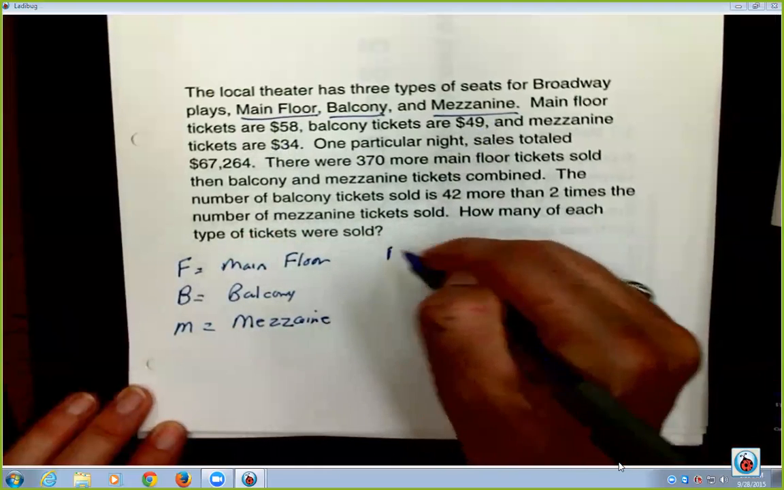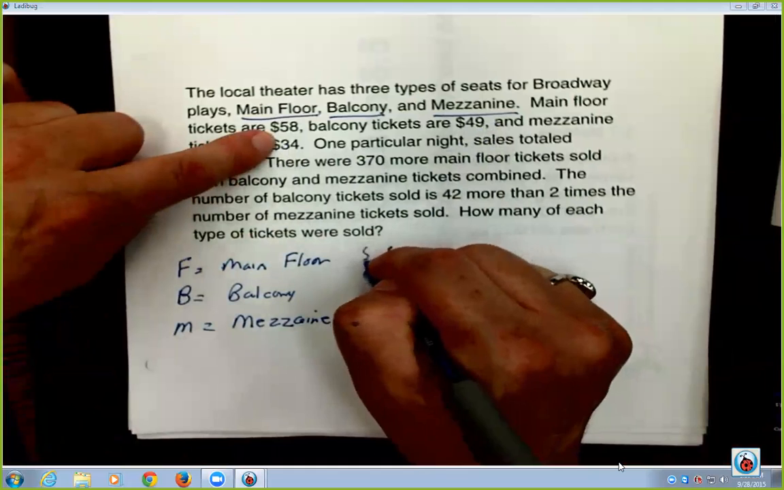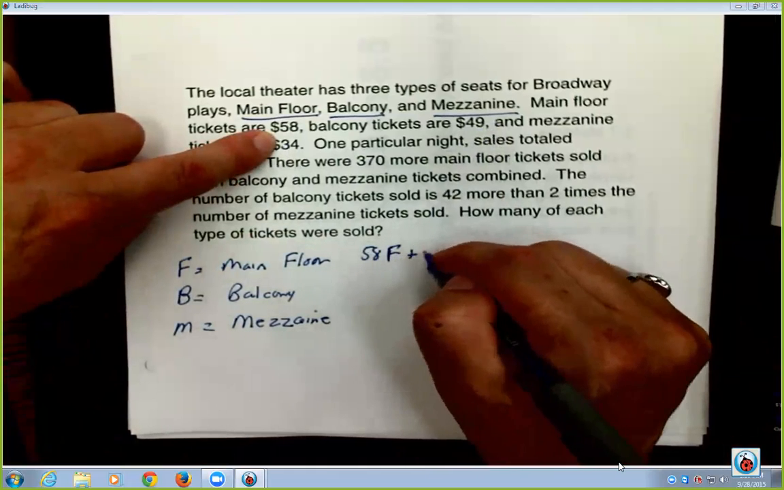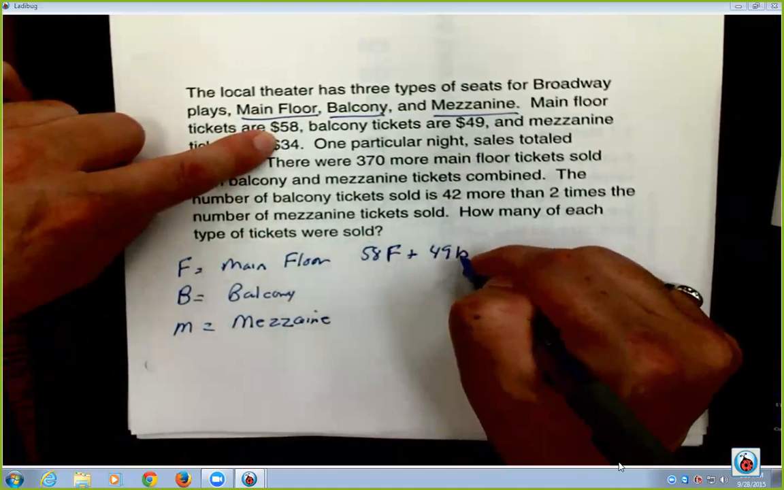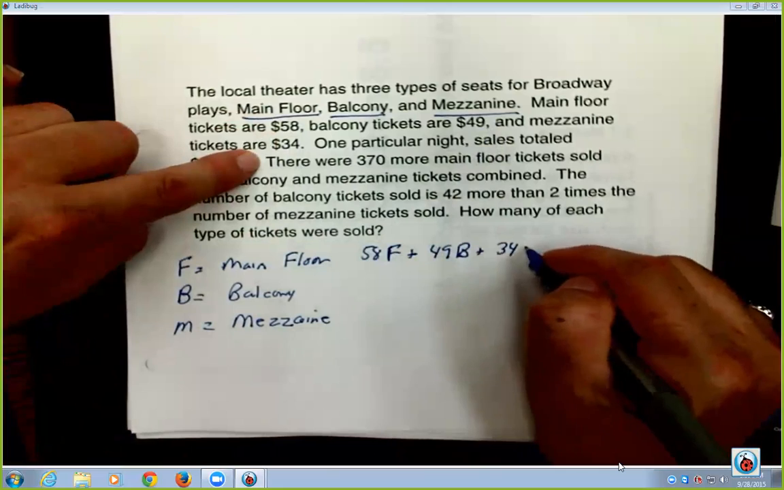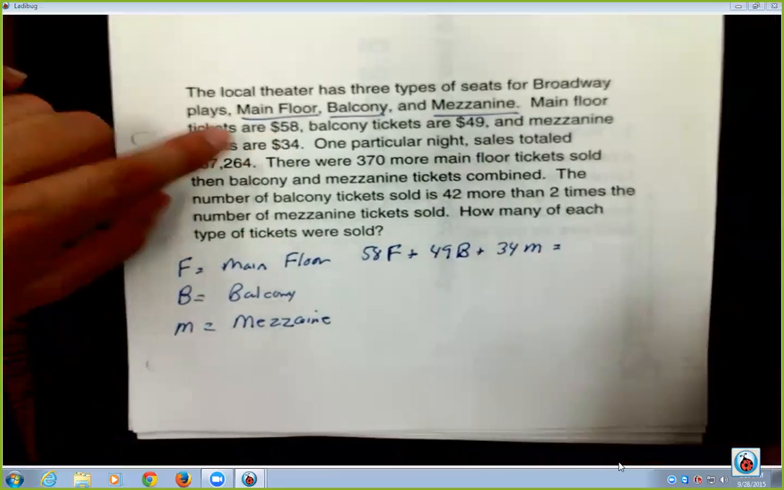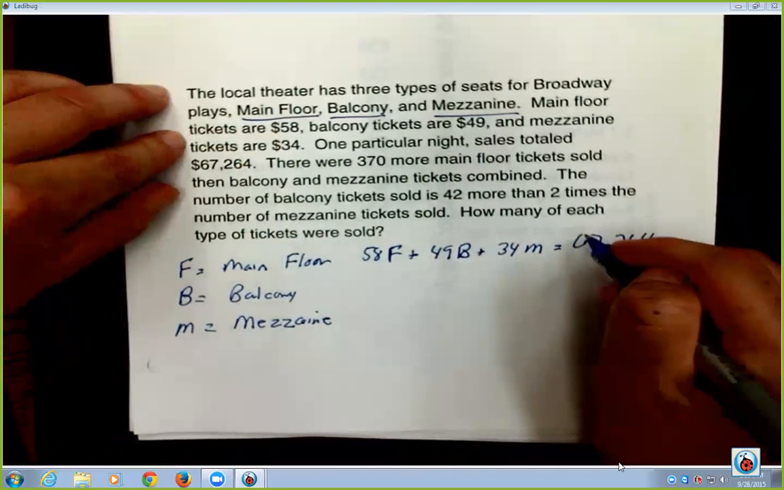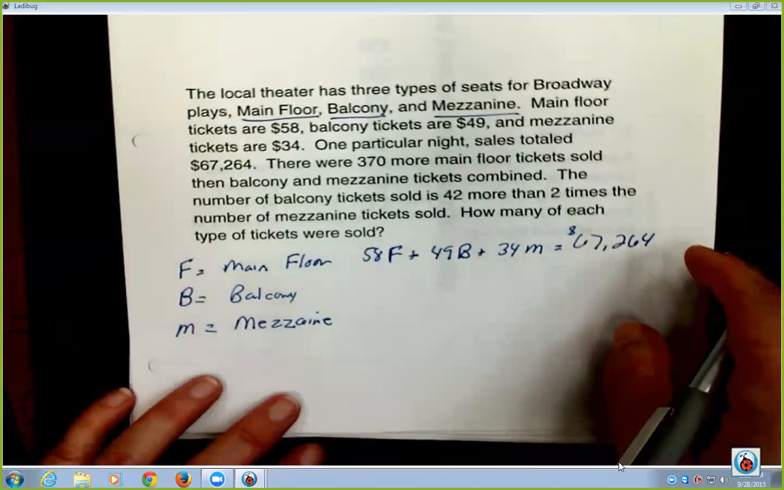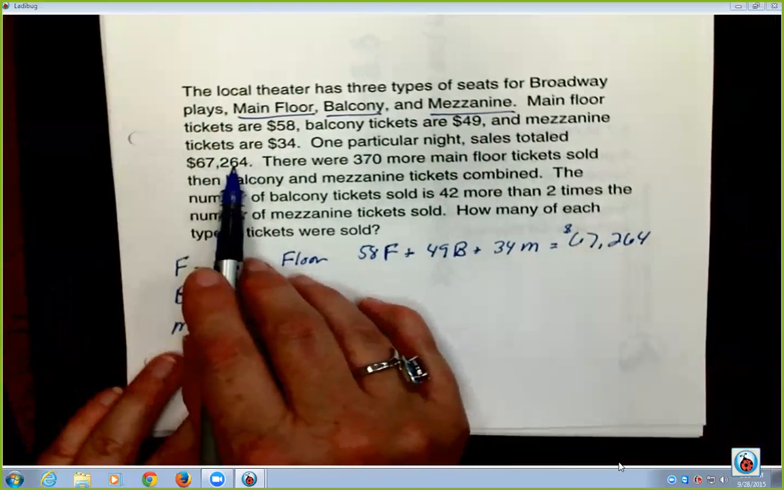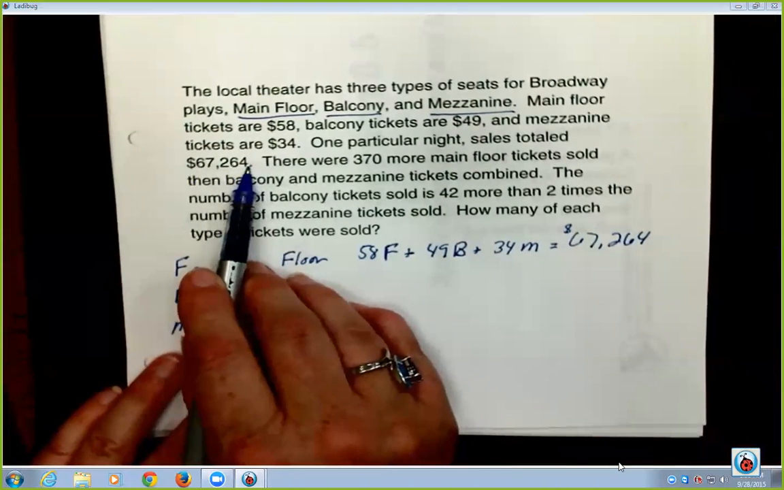So I have 58 for F, plus 49 for the balcony, plus 34 for the mezzanine. And that's all going to equal $67,264. You'd hate to have to solve these by hand. Okay. So that's the first row of what I have. Everybody okay with that row and how I got it?